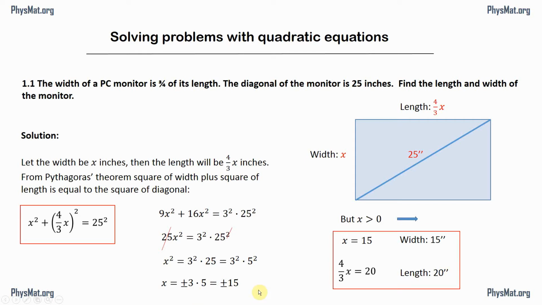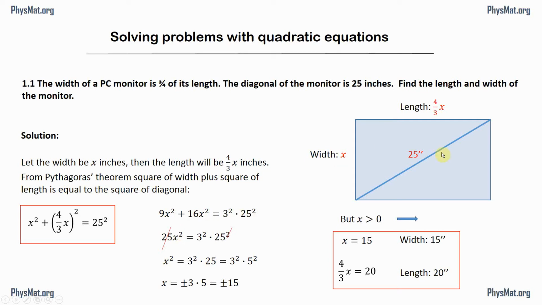Obviously, our dimension cannot be negative, so we only keep one solution of this equation. x is equal to 15 inches, which is our width, and therefore our length, which is 4/3 of x, will be equal to 20 inches. You can see that this is not a complete quadratic equation because there is no term proportional to x, so there is no linear term. So that's a very simple case.